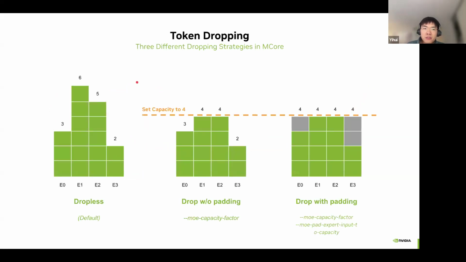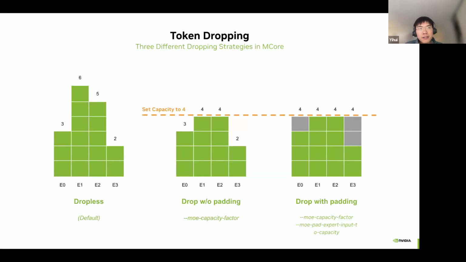So for token dropping, the default we use is dropless, meaning all of the tokens can go to one expert and no tokens are dropped. But we also support token dropping with padding, meaning given a set capacity factor, for example 4 here, each expert can at max accept 4 tokens. Tokens beyond that are going to be dropped.